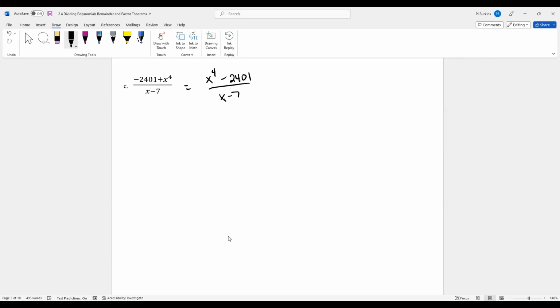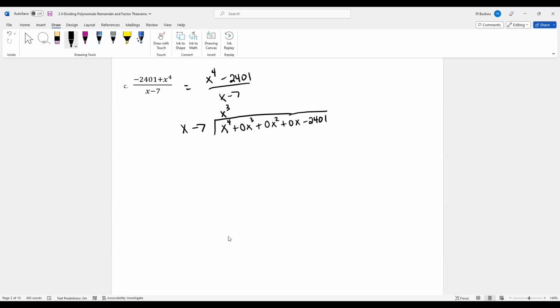All right, so what we need to do now is, when we write our dividend, the thing that we're dividing into, we need to put zeros for each of the variables that do not exist here. So 0x cubed plus 0x squared plus 0x minus 2,401. Now, same process as before. We need x to turn into x to the 4th. I do that by multiplying by x cubed.